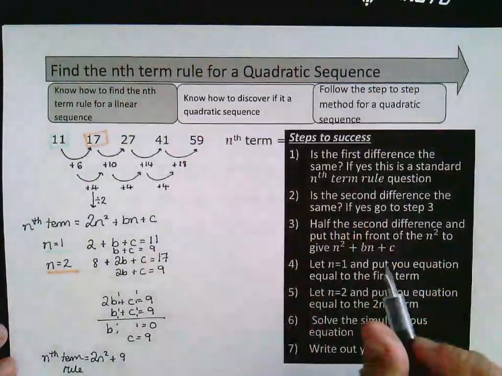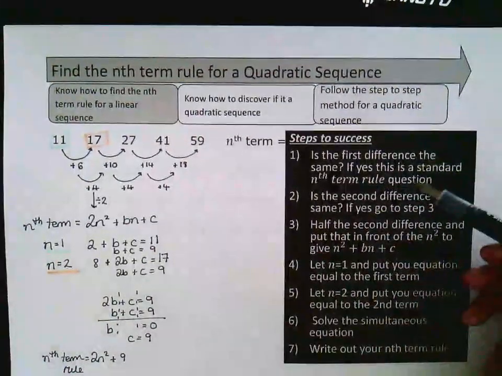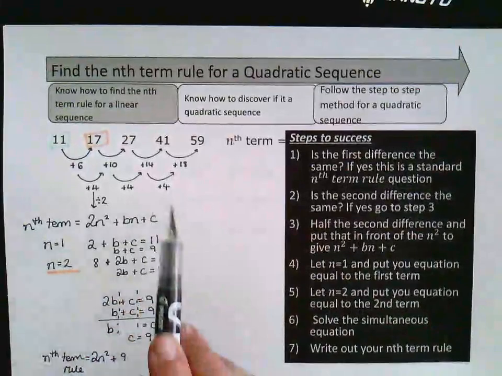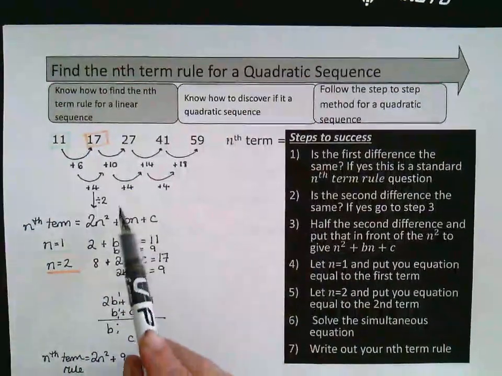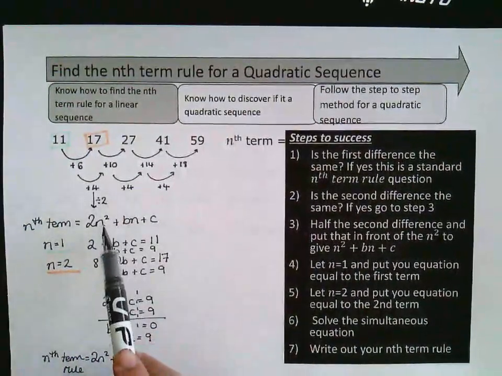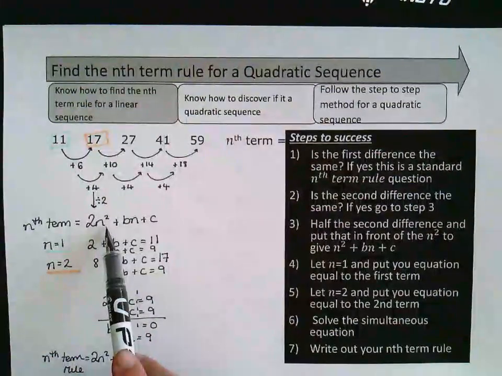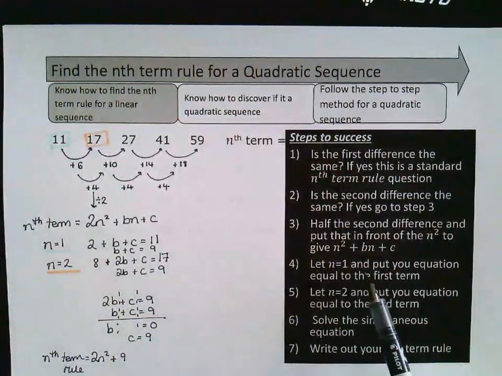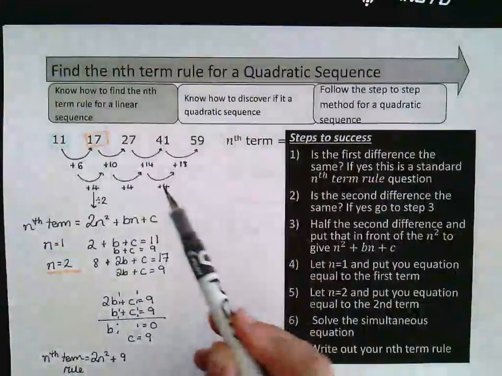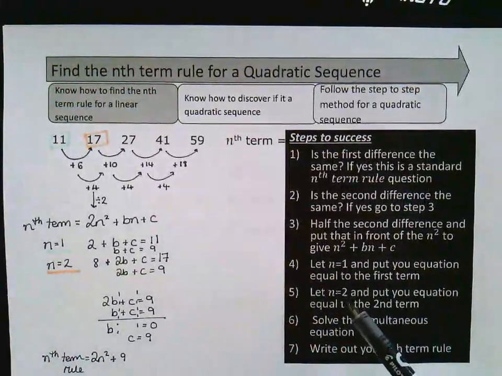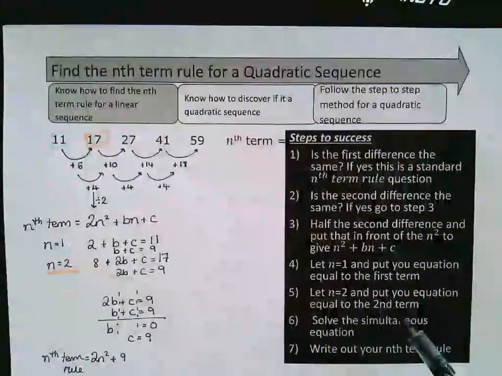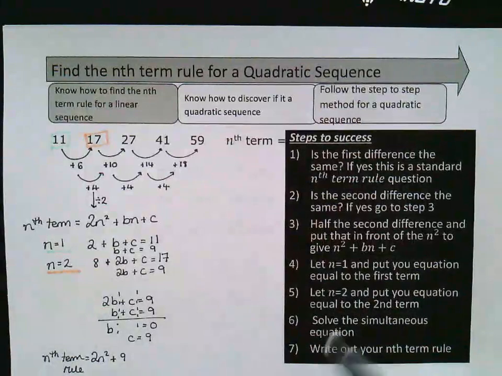Now, key steps. First, you must look at the second difference. You will actually get a first mark in an exam for taking the second difference, dividing it by 2 and putting it in front of the n squared. We then let n equal 1 and put your equation equal to your first term. We look at n equal 2, put your equation equal to the second term. We solve the simultaneous equation and we write out the rule.